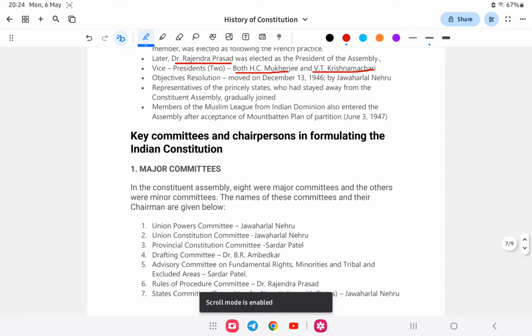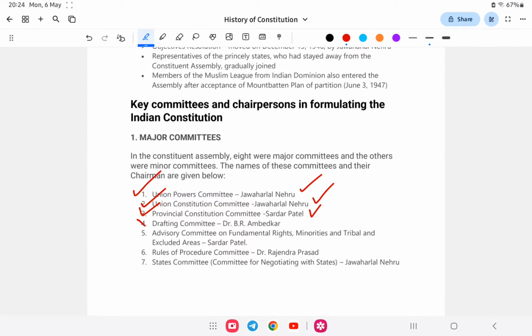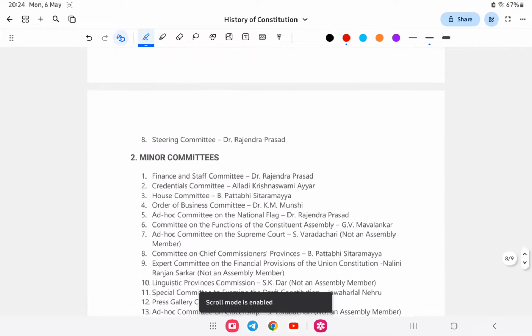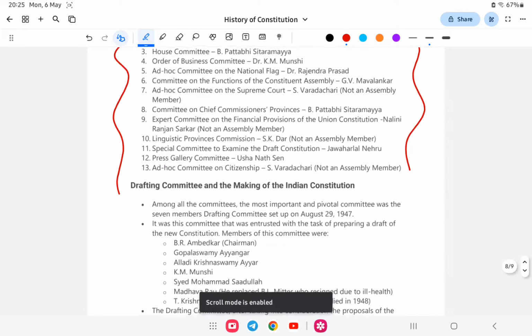There were different committees. The Union Powers Committee was headed by Jawaharlal Nehru, and the Union Constitution Committee by Jawaharlal Nehru. The Provincial Constitution Committee was headed by Sardar Patel, the Drafting Committee by B.R. Ambedkar, and the Advisory Committee on Fundamental Rights, Minorities and Tribal Areas by Sardar Patel. Rules of Executive Procedure was headed by Dr. Rajendra Prasad, and the States Committee by Jawaharlal Nehru. Those are minor committees you can go through, but the most important is the drafting committee.